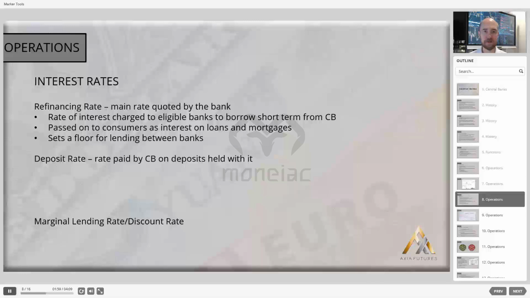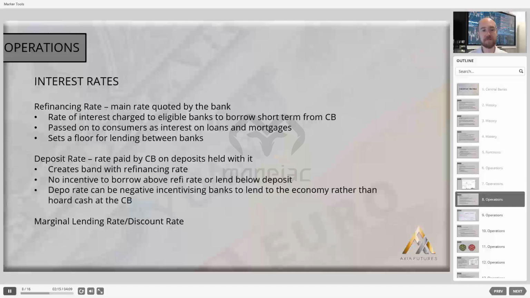Next up, you have a deposit rate. Now, this is the rate that the central bank pays on deposits held at the central bank. Now, it varies by different central bank. Some central banks will say this is only on excess reserves. So you will then have a level of reserves that you have to hold at the central bank, which every commercial bank does. Then anything above that amount held at the central bank will pay you interest at a deposit rate which is lower than the refinancing rate.